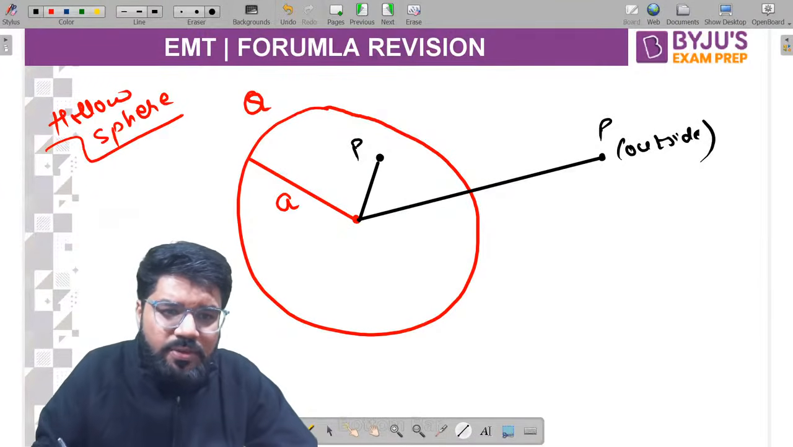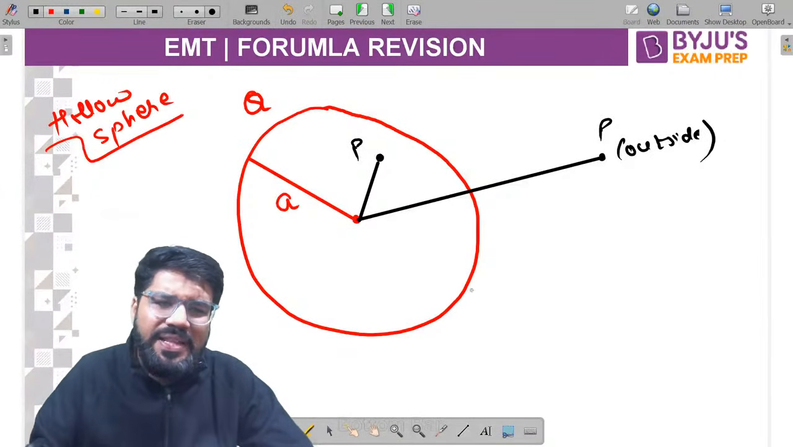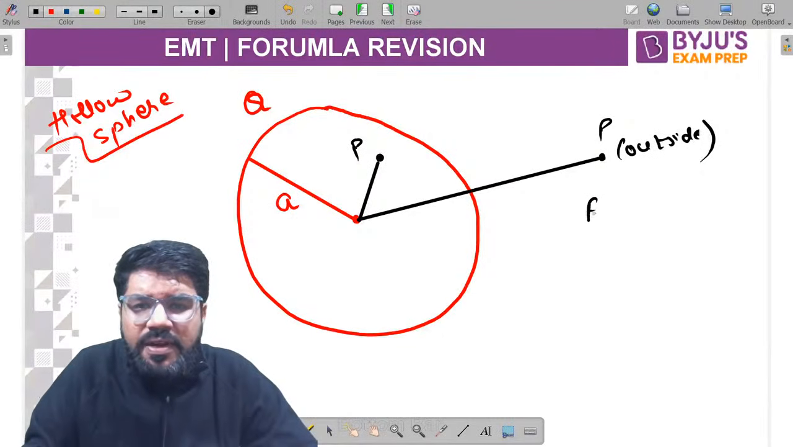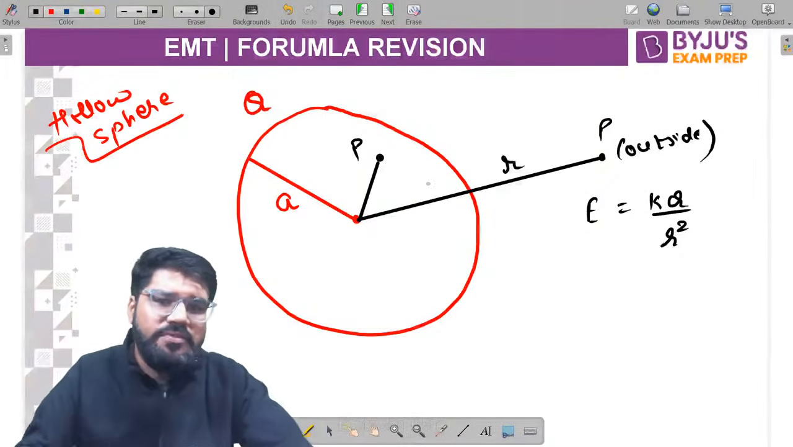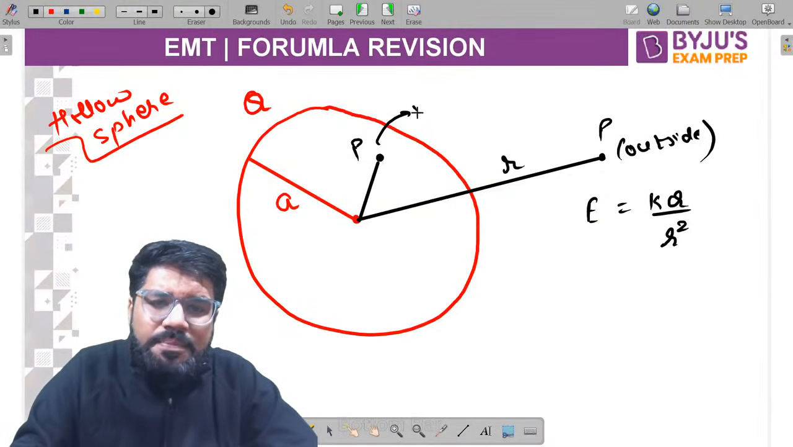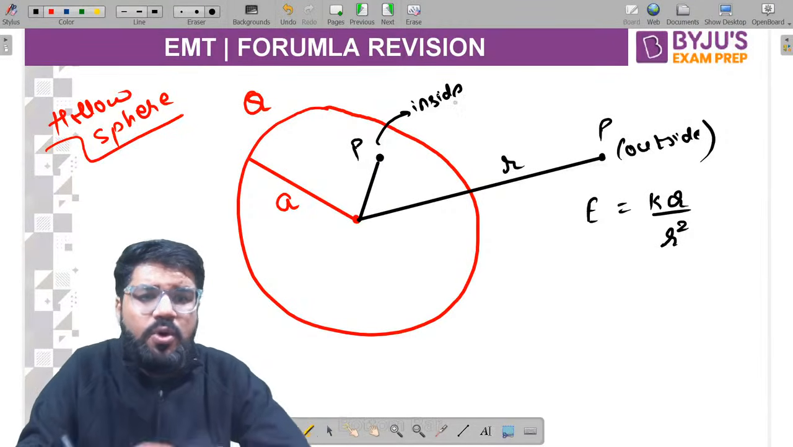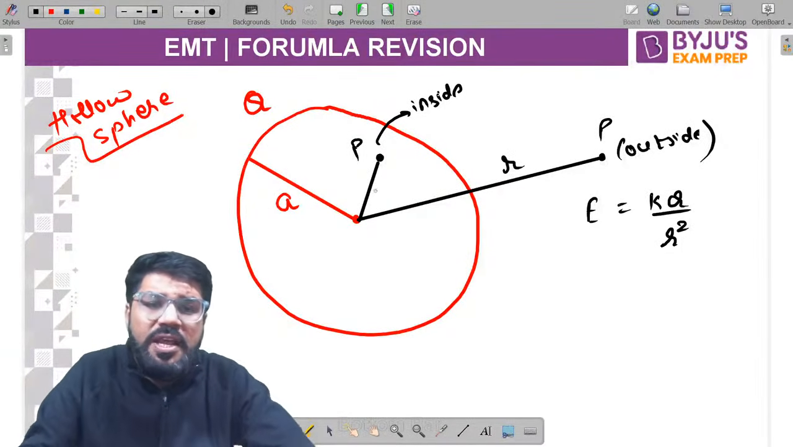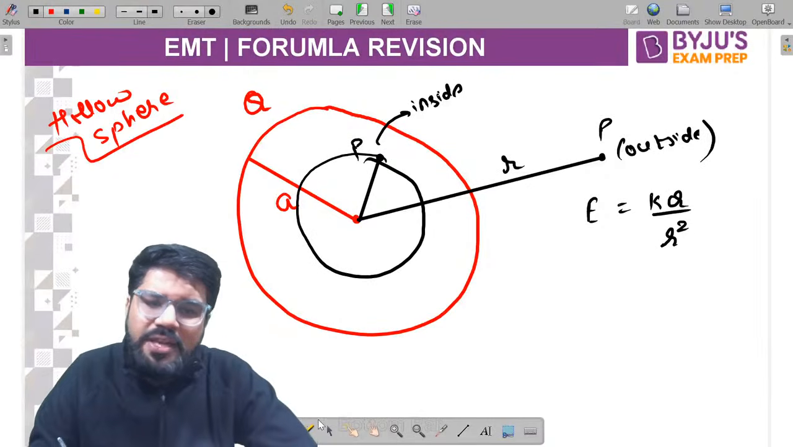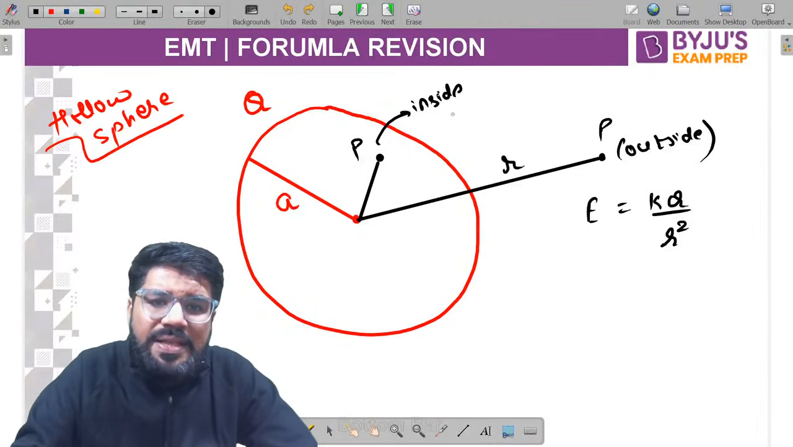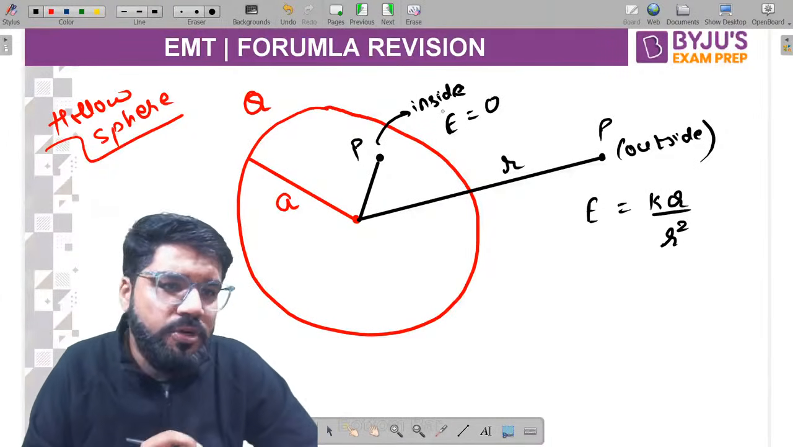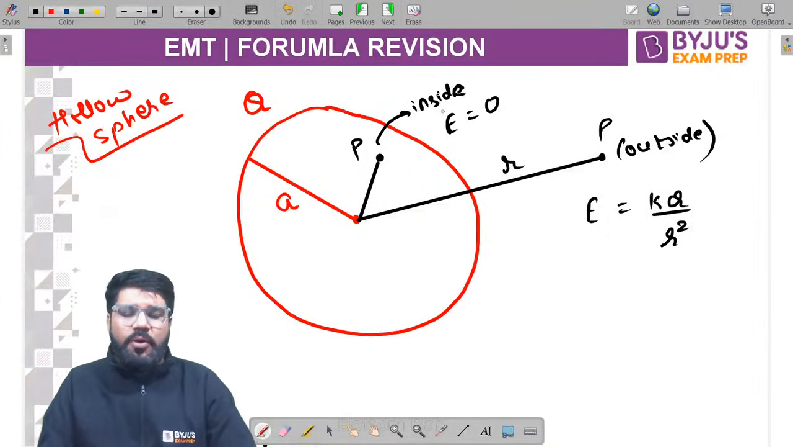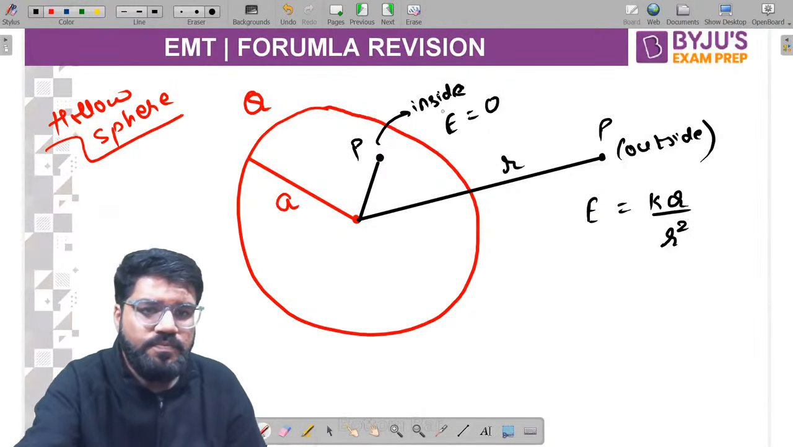So very logically you can say that, always remember guys, whether it is solid or hollow, electric field outside is simply given by the formula just as for a point charge. So kq by r square, r is the distance from the center of the sphere. But what is the electric field inside? Now inside there is no charge, the only charge is available on the surface of the sphere. So inside there is no source over this portion, and that is why the electric field inside the hollow sphere at any point must be equal to 0.